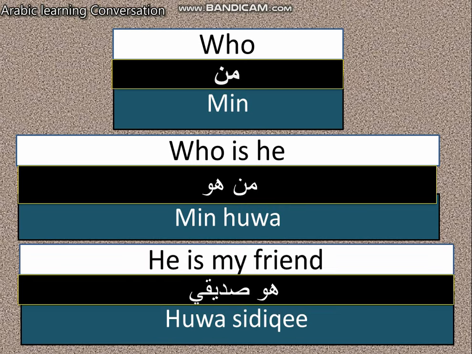He is my friend. Huwa sidigi. Huwa means he is. Sidig means friend. If you want to say my friend, then you should put the E sound at the end: sidigi. Huwa sidigi. He is my friend.